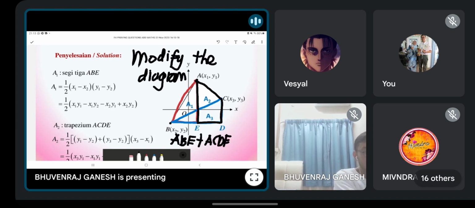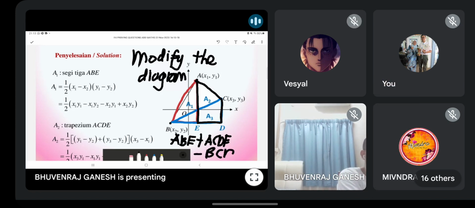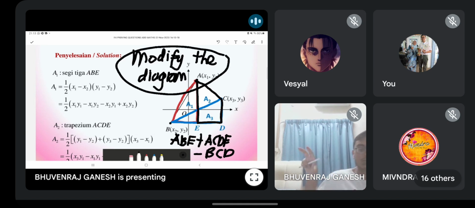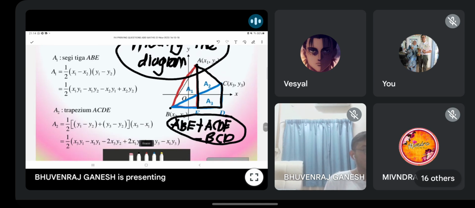Okay, guys, can get it so far? Basically, we are taking triangle plus trapezium minus the triangle. This one, ABE plus ACDE minus BCD. Okay, this is what you must construct. Remember, modify the diagram. The diagram won't be drawn directly for you like this. You must modify it to derive this equation. The diagram won't be so kind as to modify it for you already. Okay, so Rizal can continue.